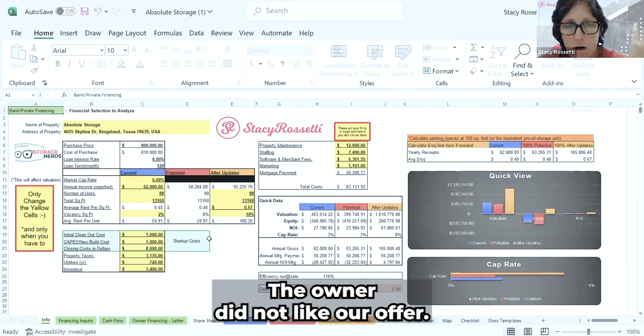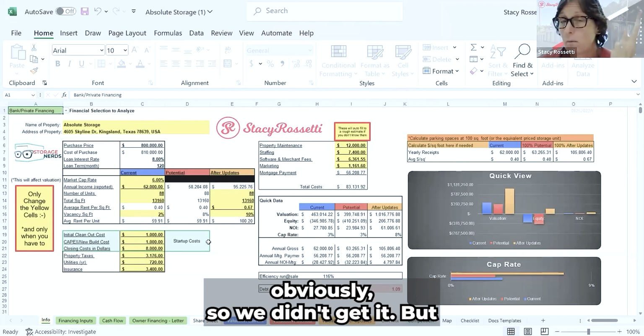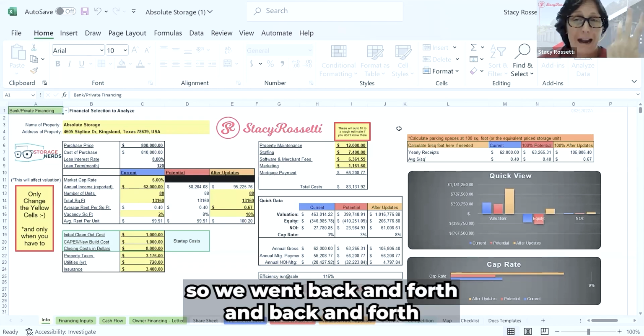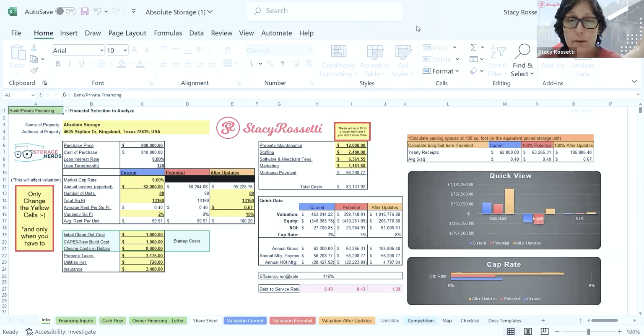The owner did not like our offer. He wanted to have more money, obviously, so we didn't get it. But we went back and forth on this property.